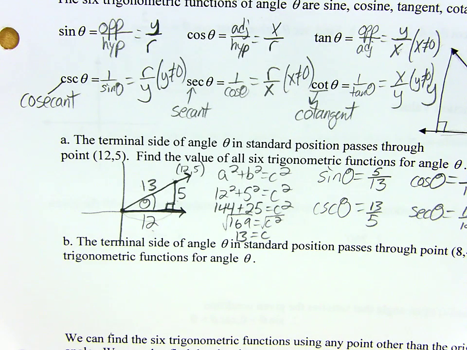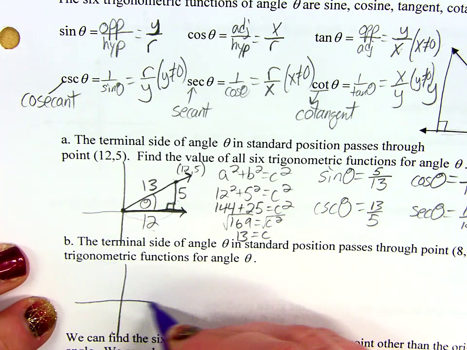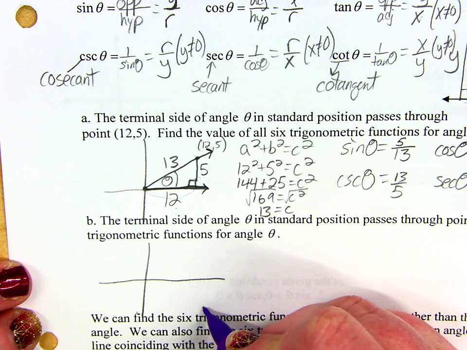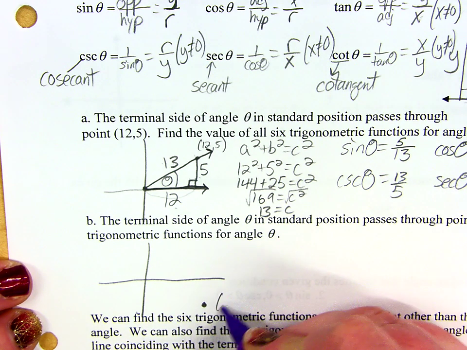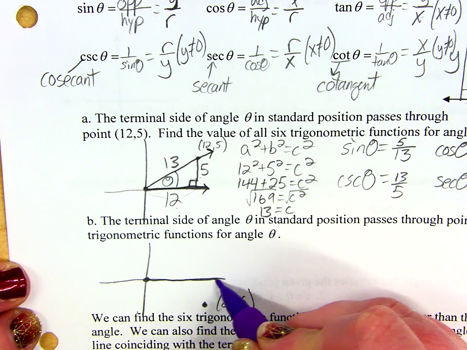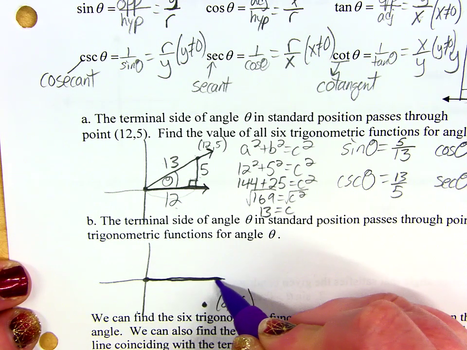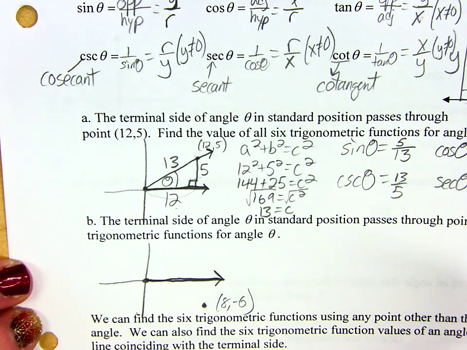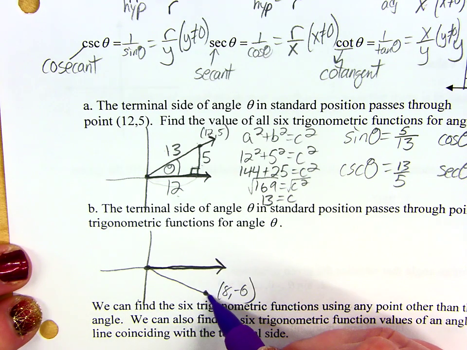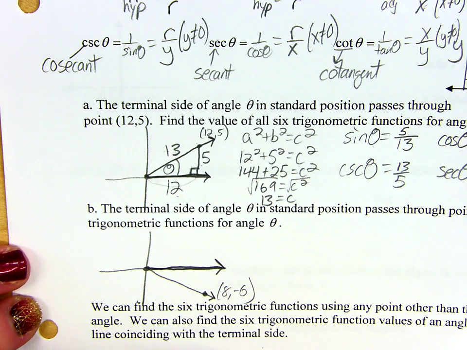The terminal side of angle theta in standard position passes through the point (8, -6). Alright, well, I'm going to do the same thing. It's just that now I have, let's see, (8, -6). Be about there. So I still have my initial side along the x-axis. The terminal side now is right there.